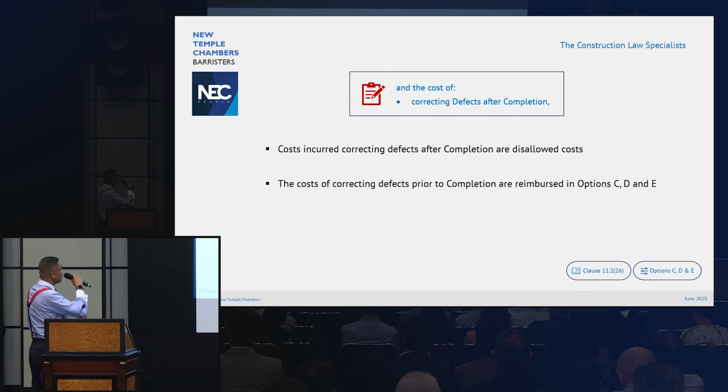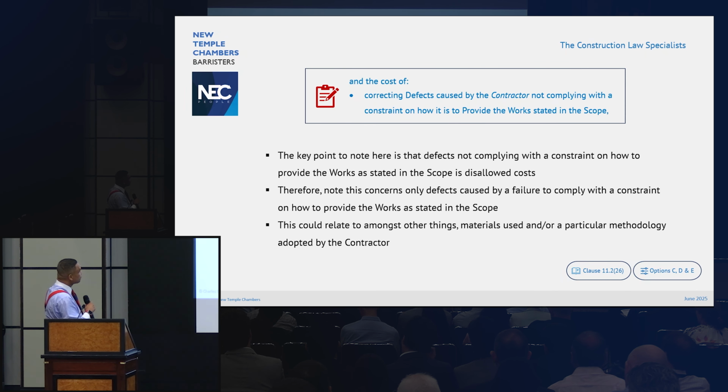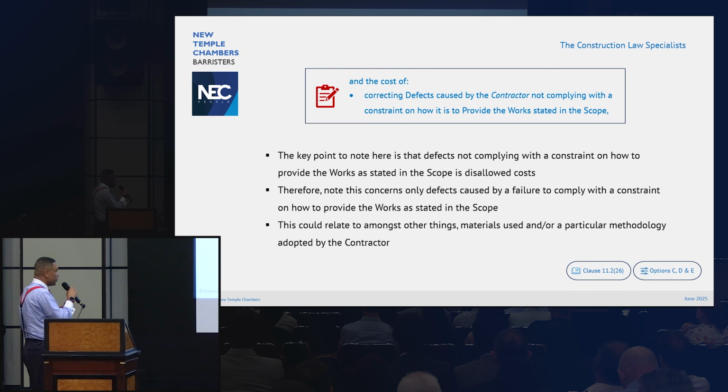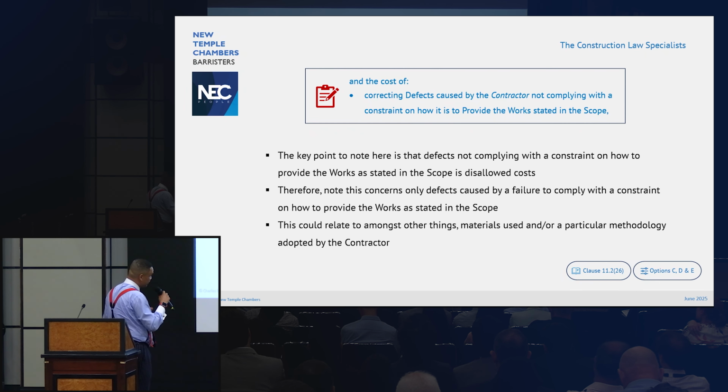Cost incurred correcting defects after completion. Disallowed costs incurred prior to, obviously, can be reimbursed, which I'm sure we're all probably well aware in the crowd. Now, the key point here is defects not complying with the constraint on how the works are provided as stated in the scope. So really, the key point to note here is whatever that constraint is, which could involve materials, methodology, or otherwise.